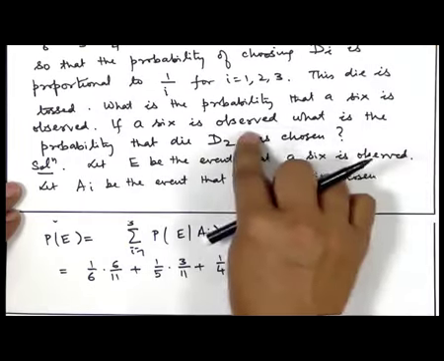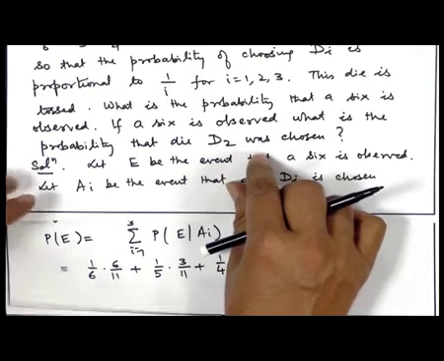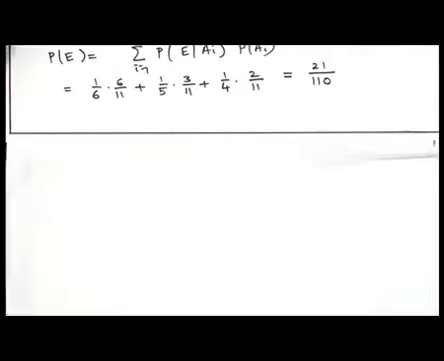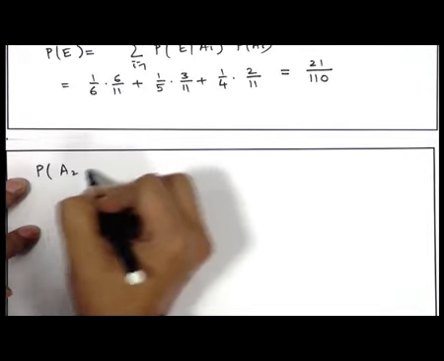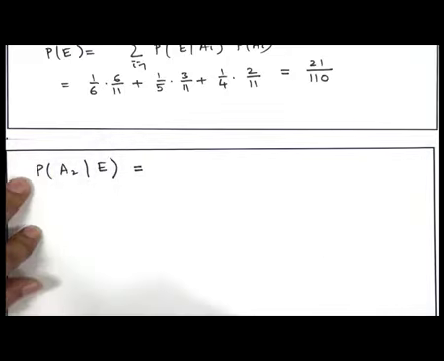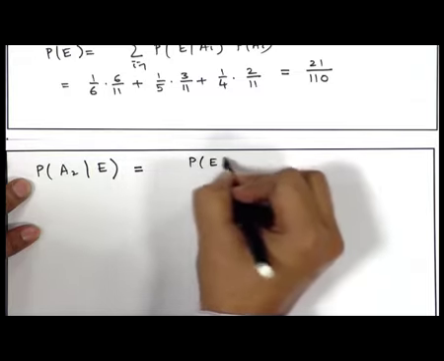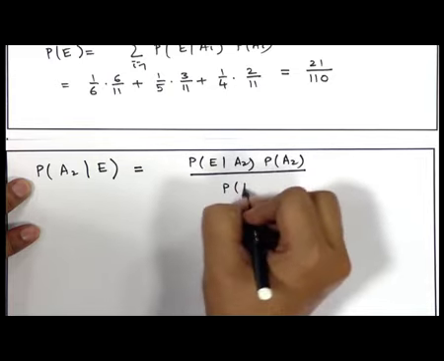If a 6 is observed, what is the probability that the die D2 was chosen? That means we want the probability of A2 given that a 6 is observed. So, this is a direct application of Bayes theorem. This is equal to probability of E given A2 into probability of A2 divided by probability of E.